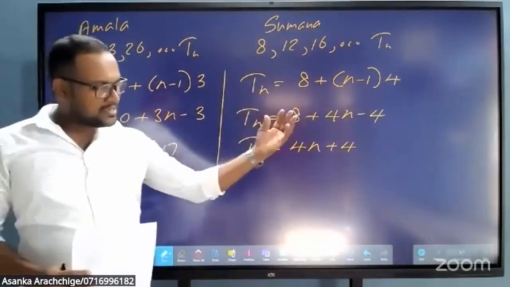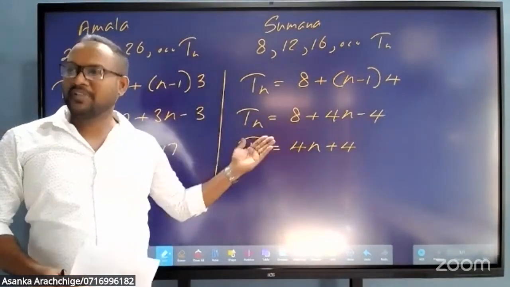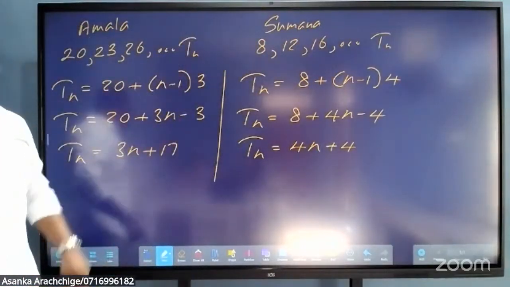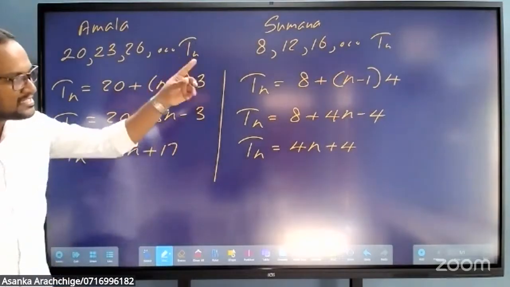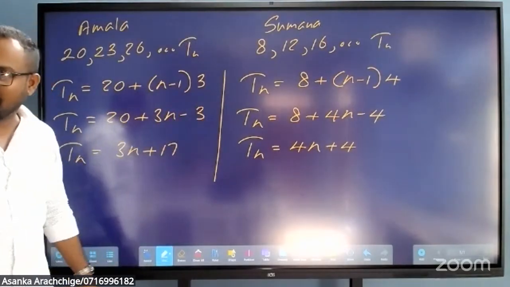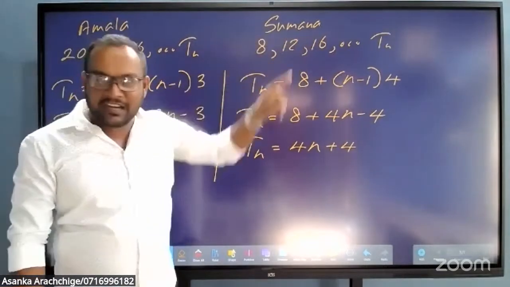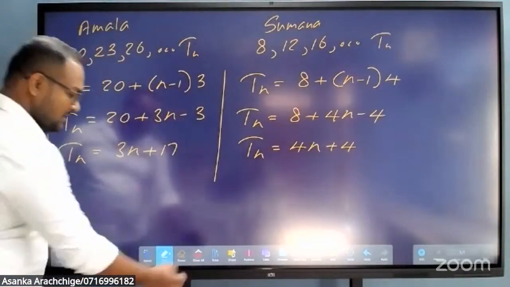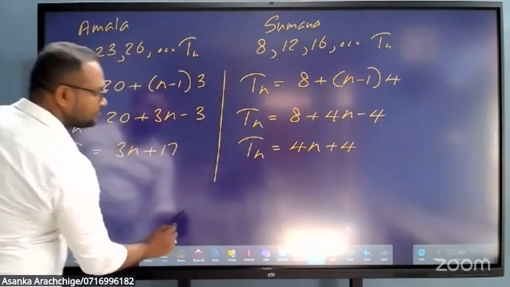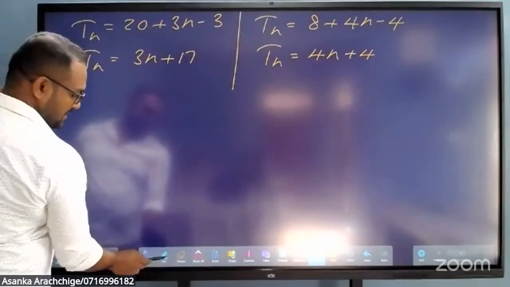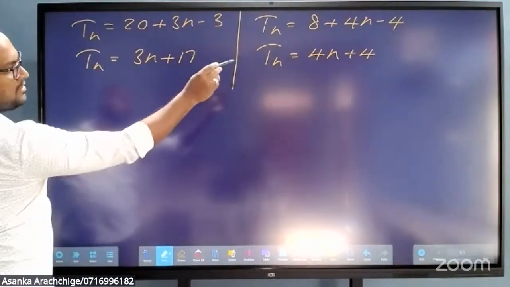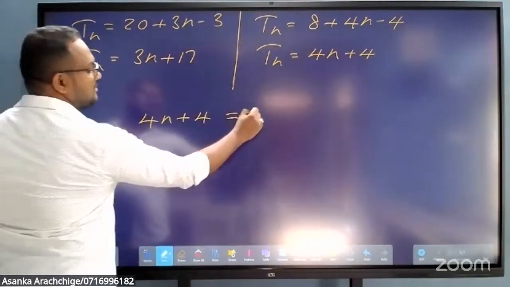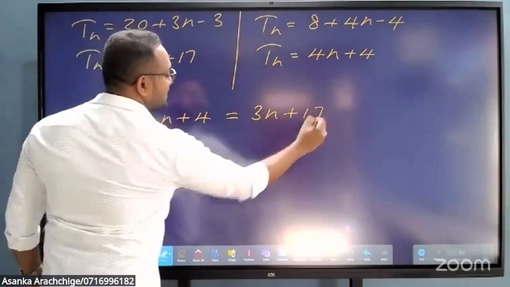If there is a day on which both of them read the same number of pages, this Tn is equal to this Tn. Now, if on some day both read the same number of pages, their Tn must be equal, right? They must be equal. Now, make them equal. Then 4n plus 4 must be equal to 3n plus 17.